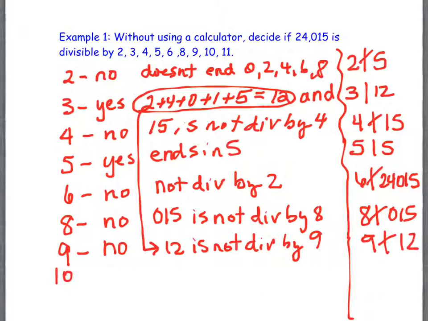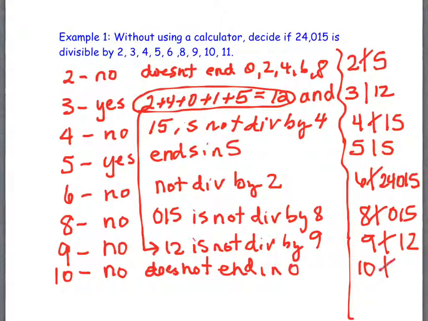Two more. 10. No, why not? It does not end in 0. Right? So basically the issue is that 10 does not divide that 5 at the end. You could also explain it by grouping. 10 actually works with that same divisibility rule that 6 does, because 10 can be broken down into 2 and 5, which means it has to be divisible by 2, and it has to be divisible by 5 to be divisible by 10. Last one, 11.